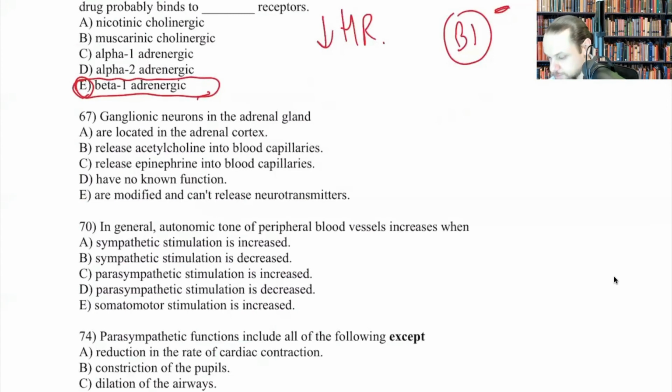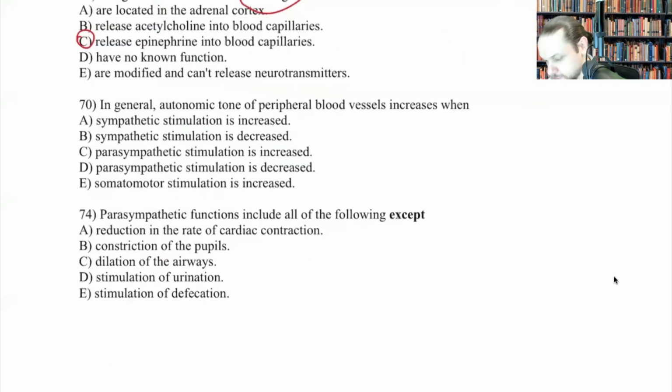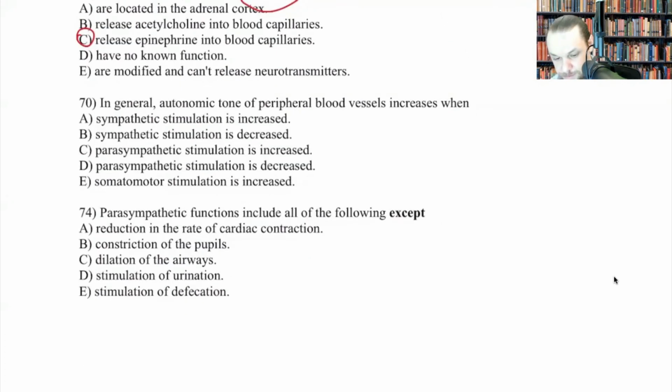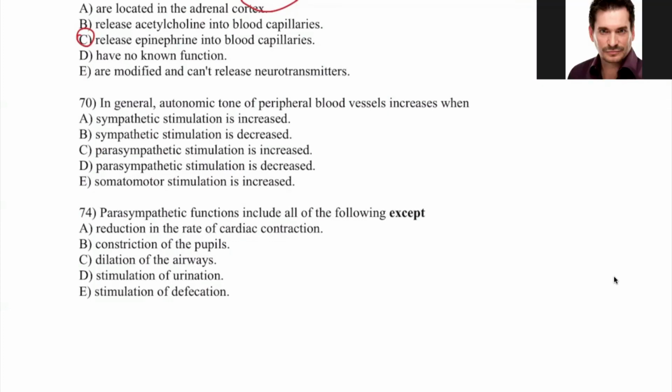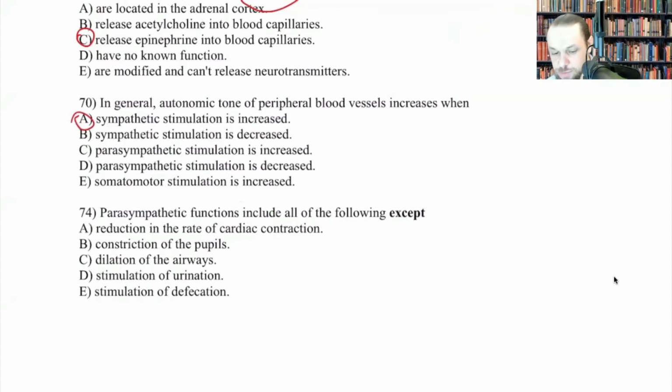Ganglionic neurons in the adrenal gland. I think it's C. C, release epi, right? Yeah. So the best way to look at it is the adrenal gland is on top of the kidneys, and think about the major function of the adrenal gland. That's how you should be approaching these questions. All right, now we're back to Ian for 70. In general, autonomic tone of peripheral blood vessels increases when sympathetic stimulation is increased. Can you tell me the neurotransmitter and the receptor?